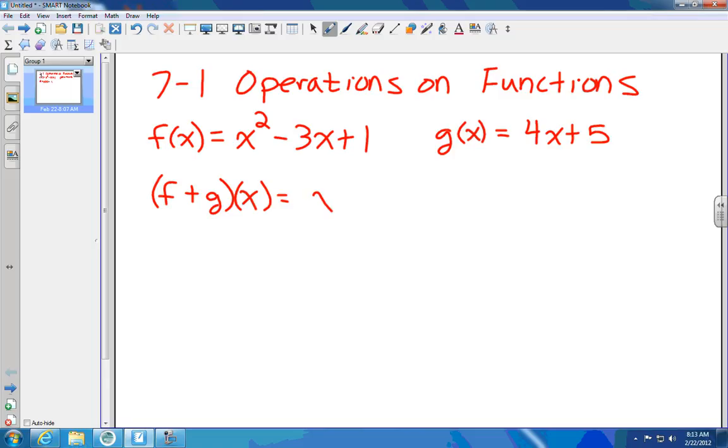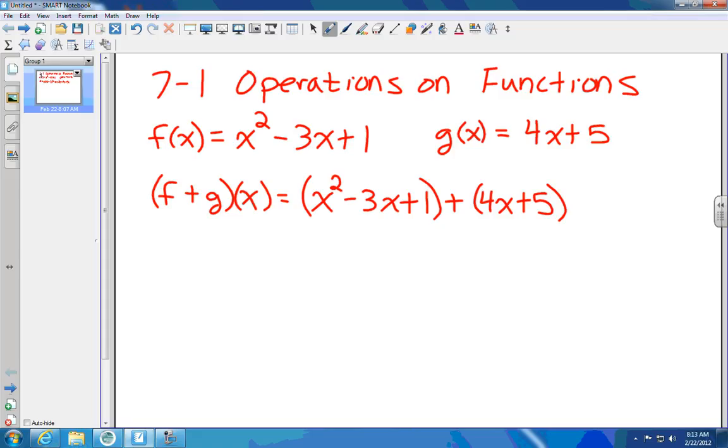So if you're adding them, you got x squared minus 3x plus 1. That's f, and then plus g, which is 4x plus 5. In this case, it wouldn't matter, but it's probably not a bad idea to get in the habit of putting those in parentheses, because whenever you have to subtract them, the parentheses will be important. And so this is what we've done before. You've seen this. We had that on the last test that we took. You just didn't put this f plus g of x part out in front of you.